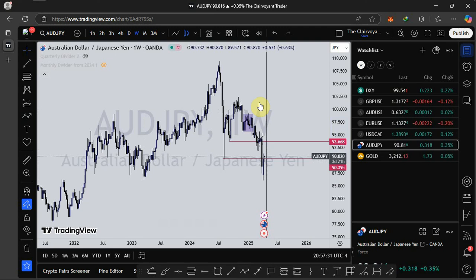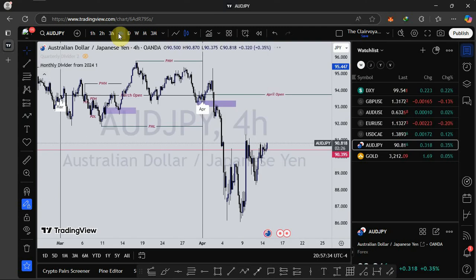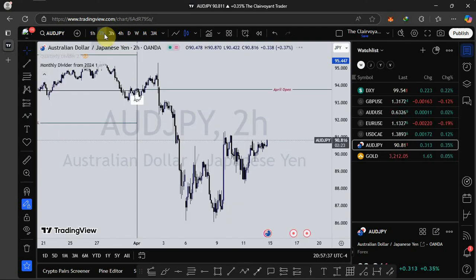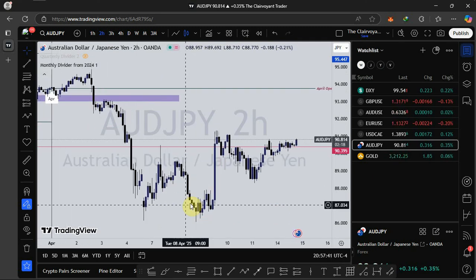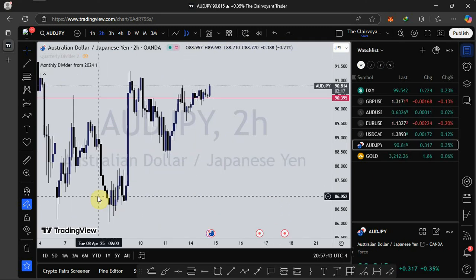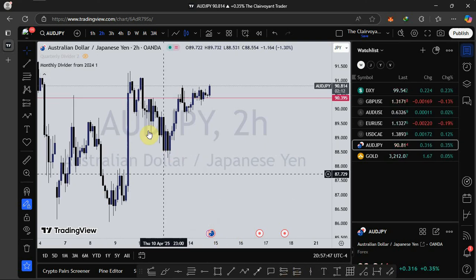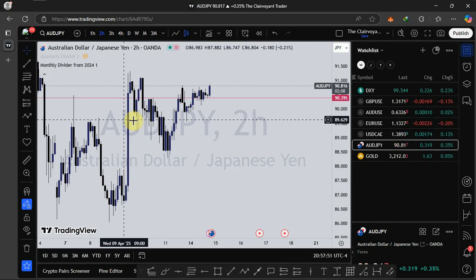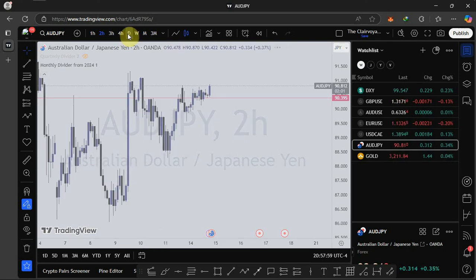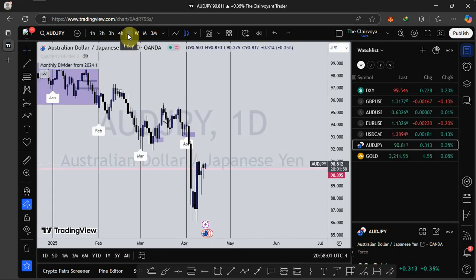For AUD USD, I'm expecting to see bullishness so far as AUD USD is concerned. Look at something here. We had a push up, price filled at least 50% of this liquidity void right here, then we are seeing a continuation to the upside. So I'm expecting price to continue to push up so far as AUD JPY is concerned. So that is just that.